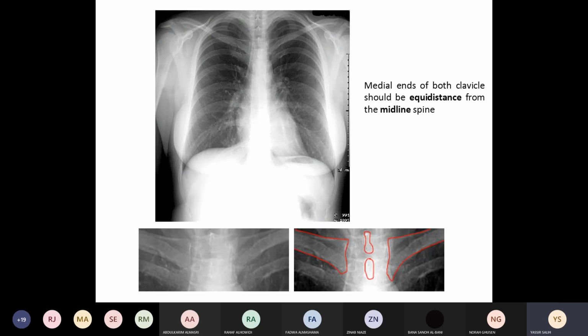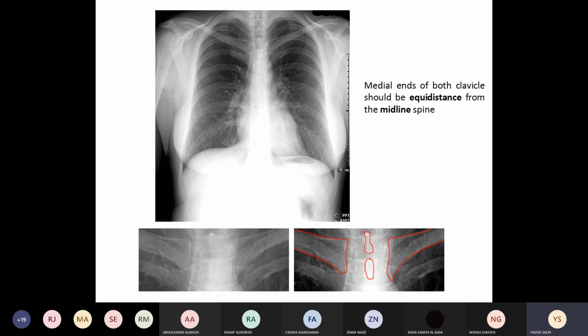How do we assess patient rotation? The patient should be straight, anterior to the tube or posterior to the tube, not tilting to one side, to the left or right side. That means the patient should stand straight, not tilting to one side.